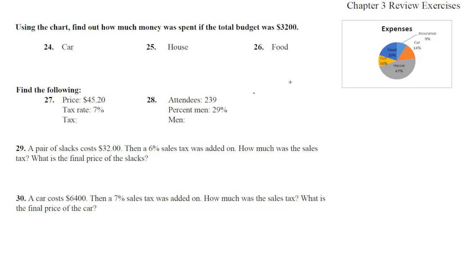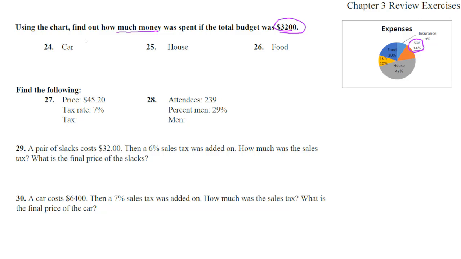Here we are in Chapter 3 review exercises numbers 24 through 30. Using the chart, find out how much money was spent. So the actual amount of money if the budget was $3,200. For a car, we look over here and we have 14% for the car. So we need 14%, which is 0.14 of 3,200.